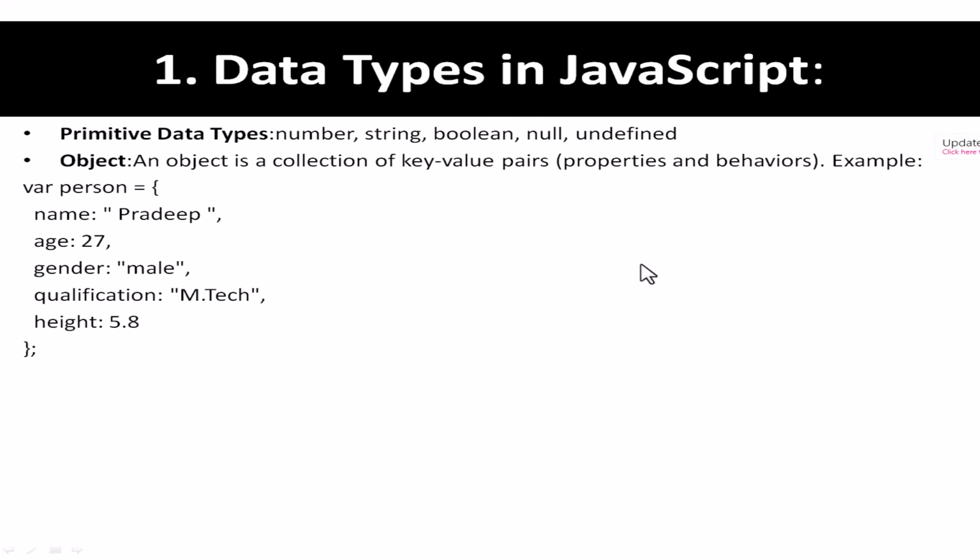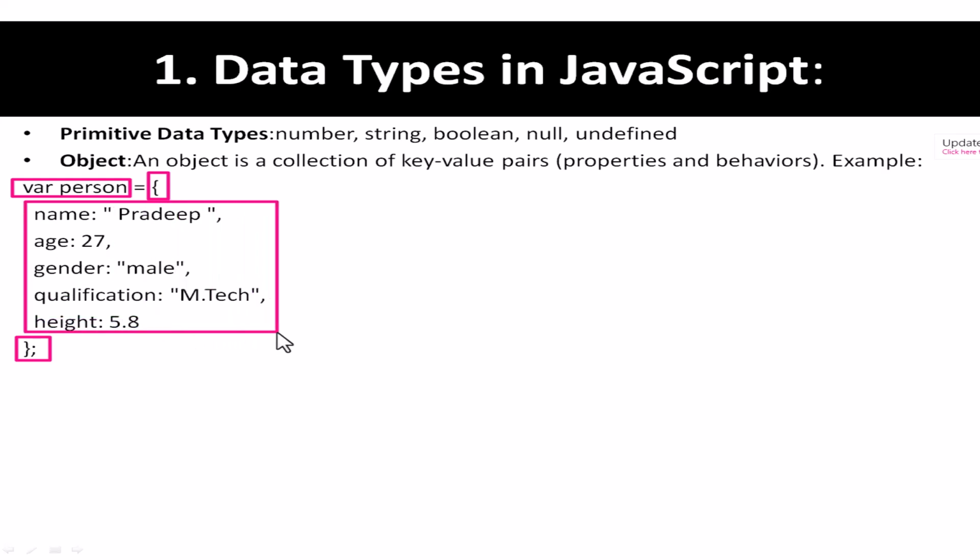So here you have declared a var person. In this particular block, the block has started and the block has ended. Here you have defined different types of variables on the person data, for example name, age, gender, qualification and height. These are the properties. You can declare all the things as a block of code like a variable person.